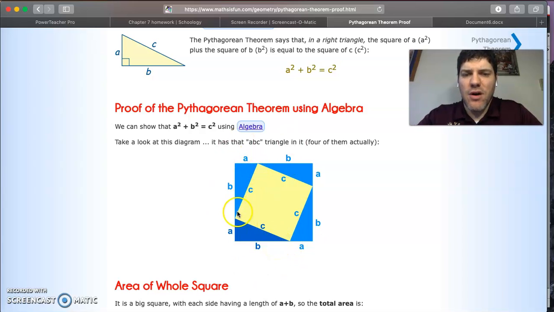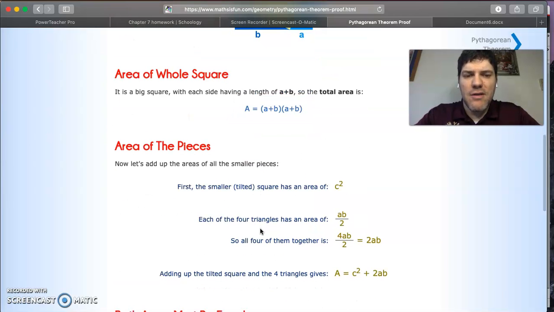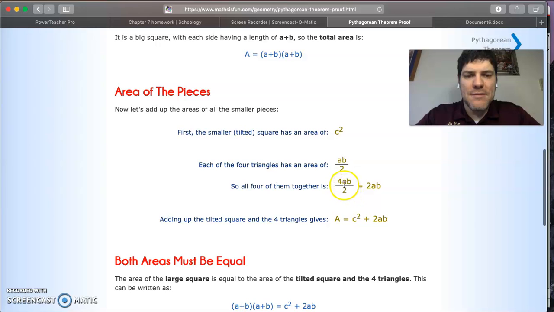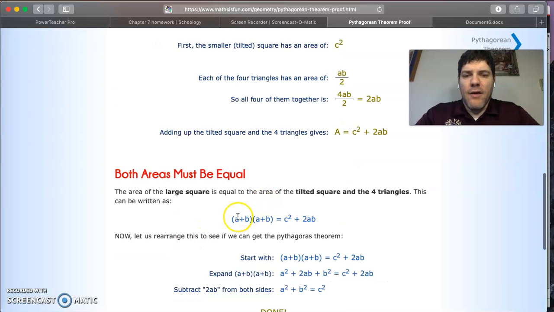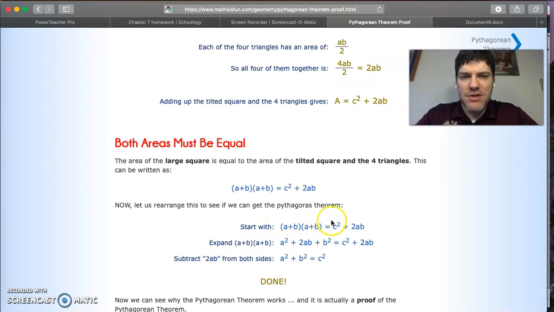So we have 2 times a times b plus c squared equals this larger box. Again, though, we're dealing with right triangles. That's all we really care about. So we're going to do a little bit of math down here and compare these. So there's that 4 times a times b over 2, or 2ab, plus c squared equals the whole area. Good to go. If we use the polynomial distribution, so a times a, a times b, b times a, b times b, we end up getting c squared plus 2 times a times b.